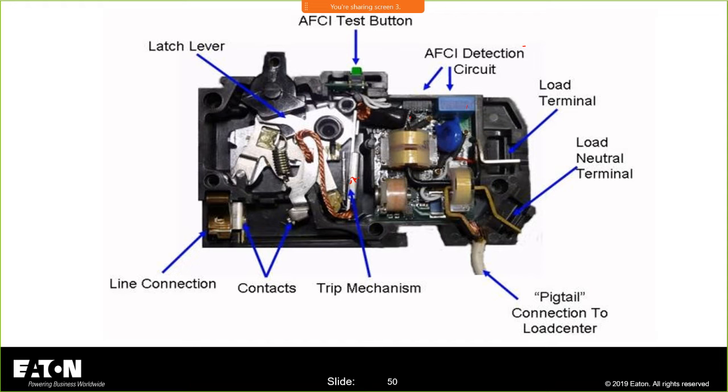You forget to land that, then you have a very expensive thermomagnetic circuit breaker.